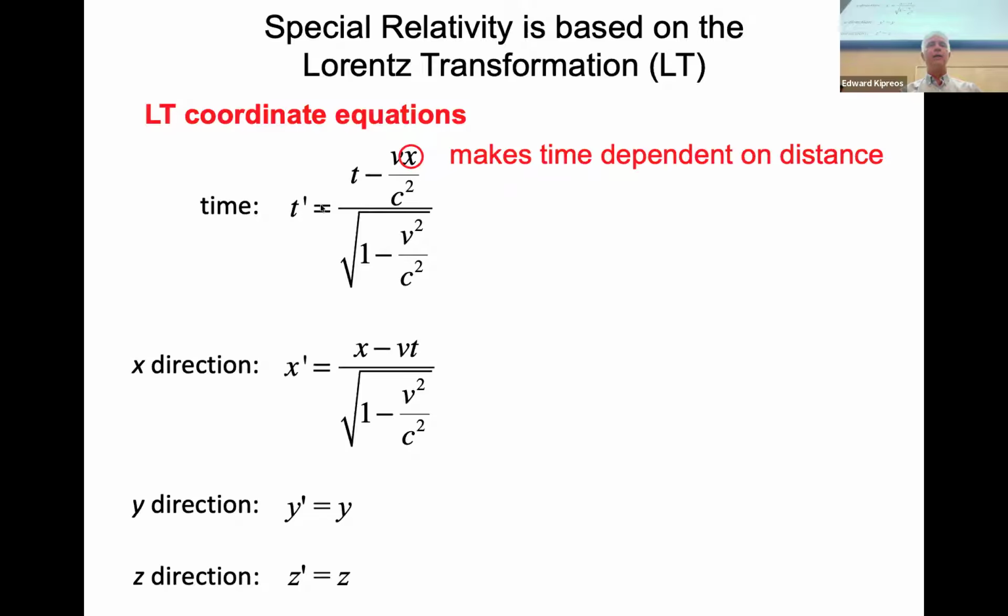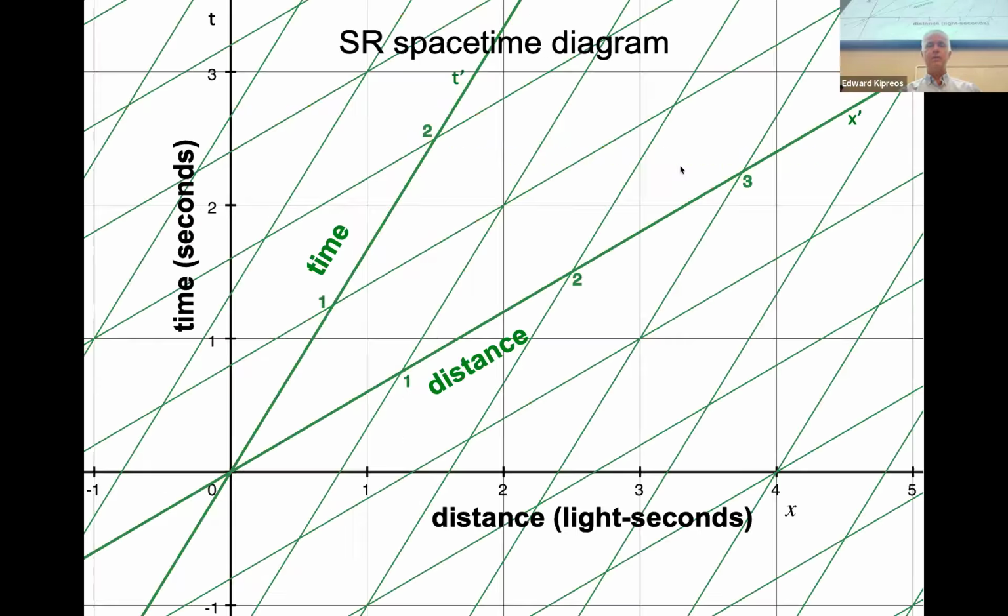So suddenly time is now dependent on distance. Let's see. To understand this, you sort of have to understand a space-time diagram. It's a little bit complicated, but not really. So the y-axis is time. Okay, so we're going to make it in seconds. And the x-axis is distance, and we're going to make it light seconds. So this is how far light goes in 1 second.